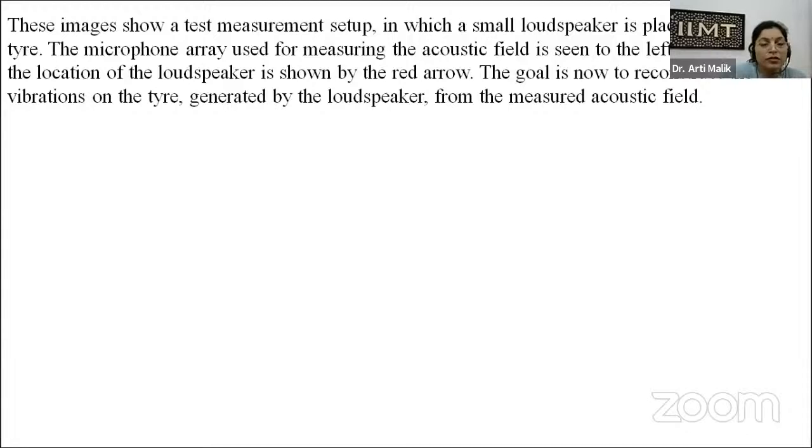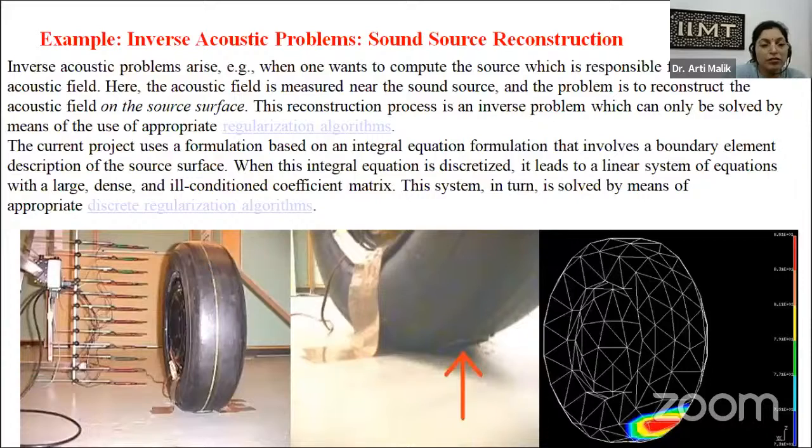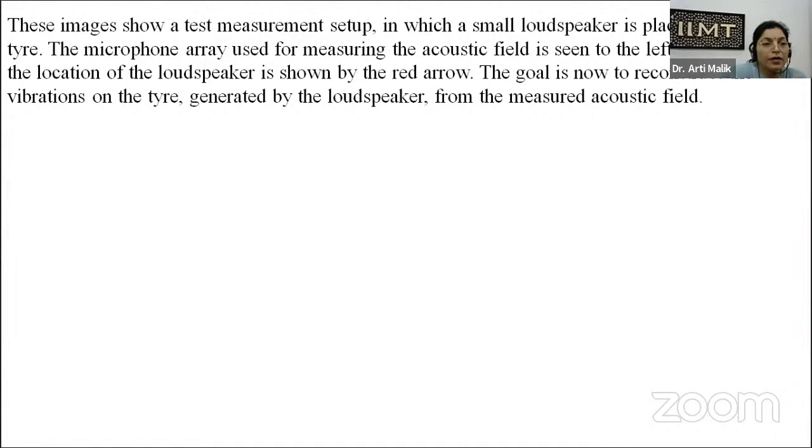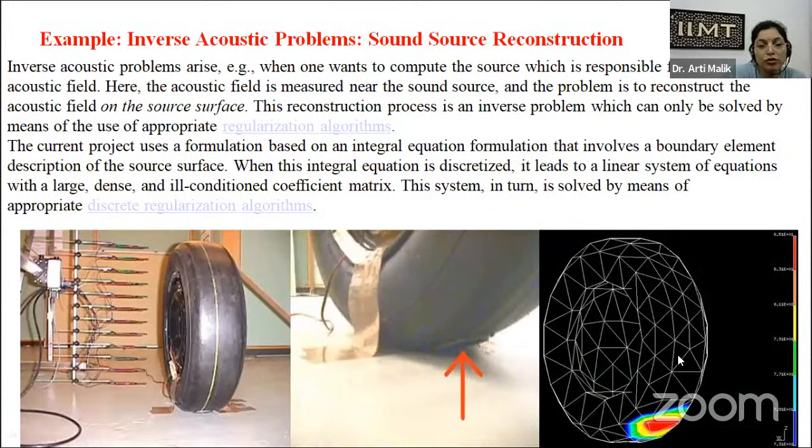Now, this image, we will create this image. The microphone array used for measuring the acoustic field is seen to the left of the tire and the location of the loudspeaker is shown by the red arrow. The goal is now to reconstruct the vibration of the tire generated by the loudspeaker from a measured acoustic field, which is shown in the figure.